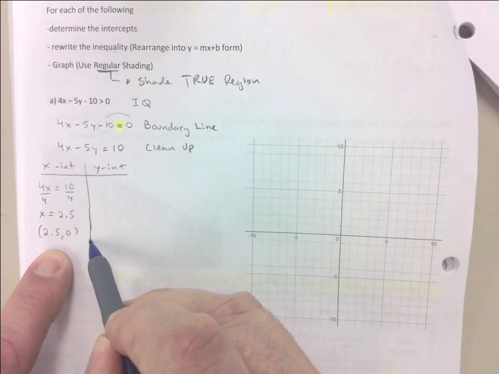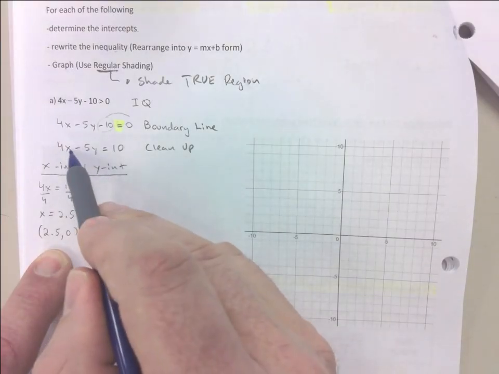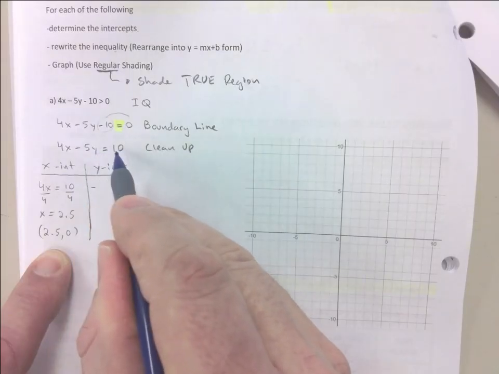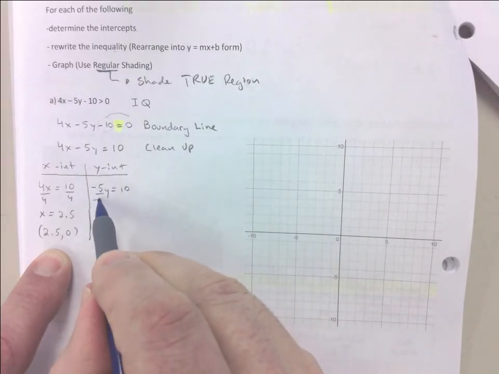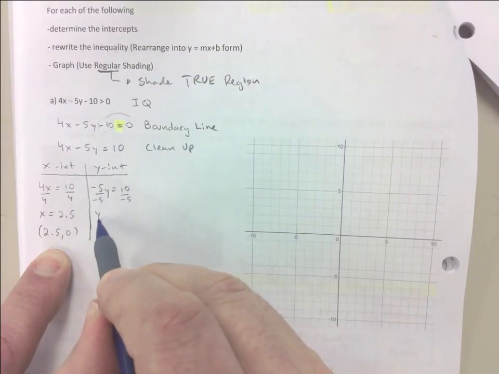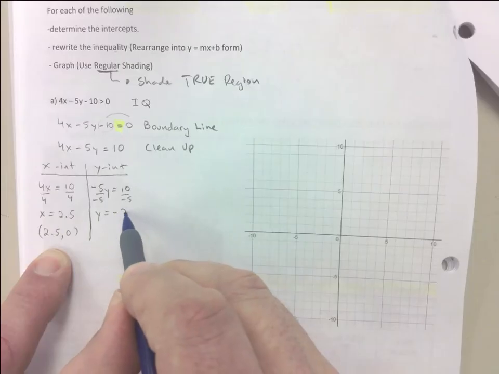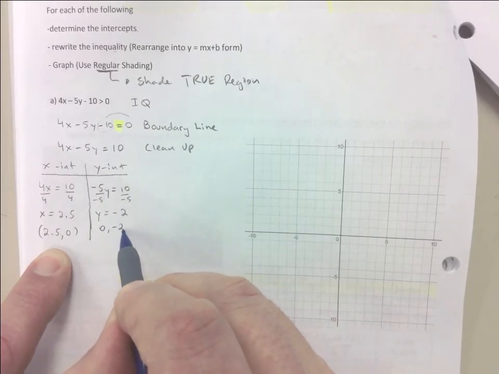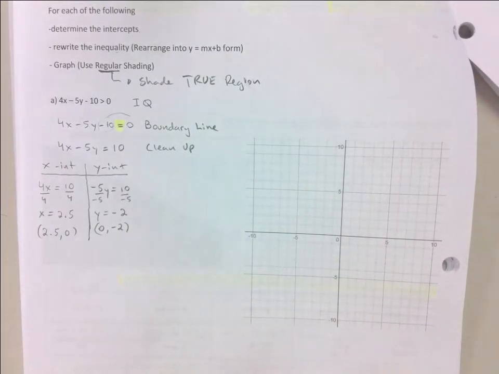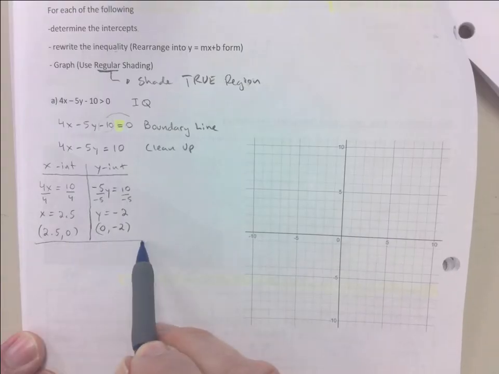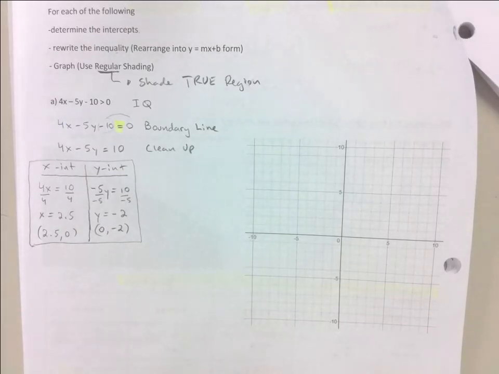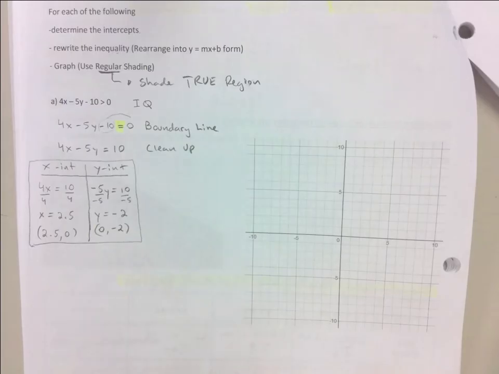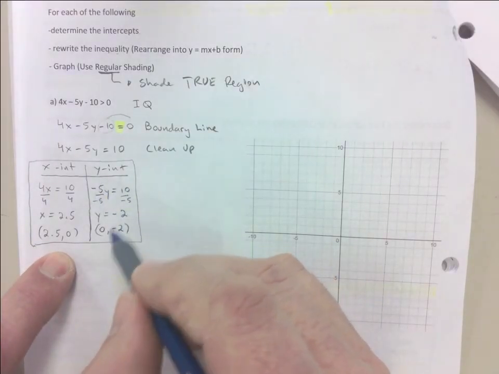Got it? We go back, and now we want our y-intercept. We turn x to 0. So you end up with negative 5y is equal to 10. Divide both sides by negative 5. Y is equal to negative 2. So 0, negative 2 is our y-intercept. So we've got that. Box that in. Clean it up, because once you have 2 or more, it's going to get messy, okay? We're good? Okay. Moving along. So these are your intercepts, okay?